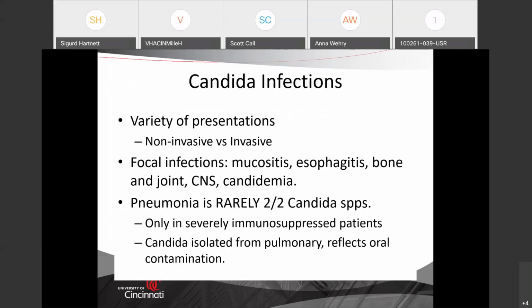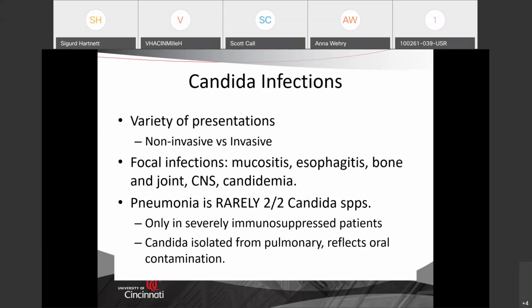So let's talk about Candida infections. There's a variety of presentations, non-invasive versus invasive. The non-invasive are mucosal: you can have mucositis or esophagitis. You can also have bone and joint, which would be more invasive, CNS disease, or candidemia. Pneumonia secondary to Candida species is very rare.